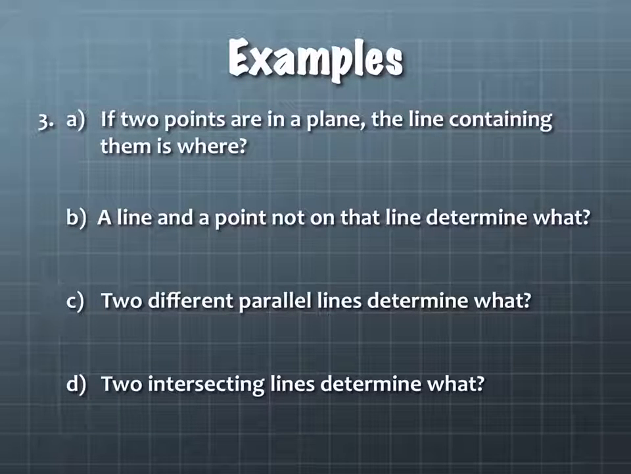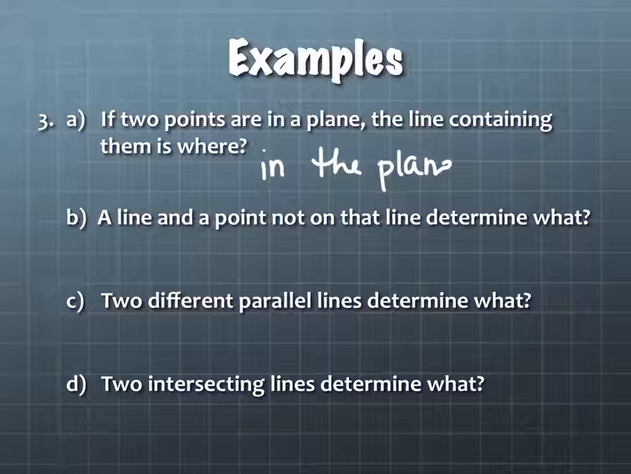What did you put on A? If 2 points are in a plane, the line containing them is where? A line segment would not be quite what we're looking for. The line would continue past both points and still be in that plane. That's the most general way to say this. So if 2 points are in a plane, then the line that contains them is in that plane.